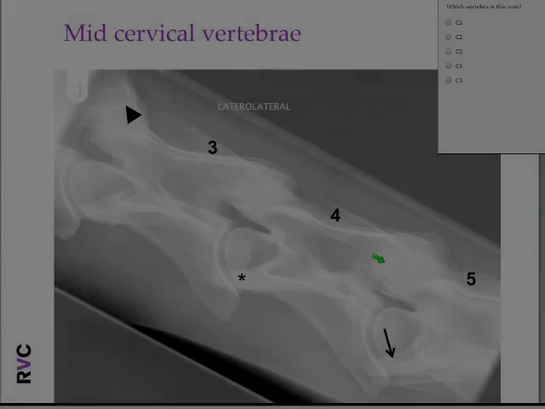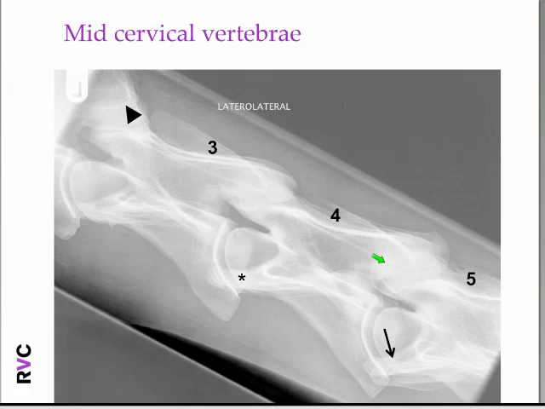Well, the answer is that there are several things that you can look at on a radiograph, in a lateral radiograph, to help you. The first thing is that it's possible to identify the caudal aspect of C2, the axis, because it has a rather different shape, and in particular the facet joint, or the articular process joint, has a slightly different shape to all of the others. So this black arrowhead here is identifying that. And of course, once you know that that's C2, then it's very easy to count down C3, C4, C5.